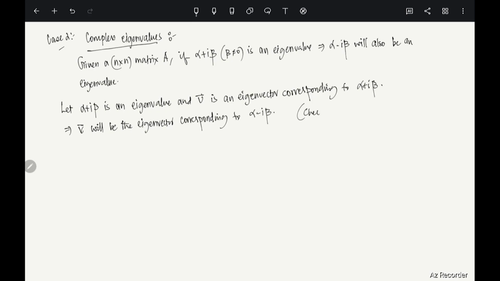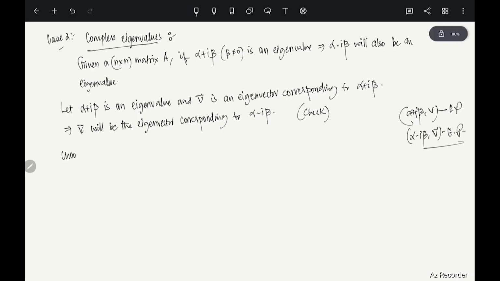So this is just your basic linear algebra. If you do not know this thing, please go and do this part again, right? What I am trying to say is this: if alpha plus I beta with v is an eigenpair, then alpha minus I beta with v bar will also be an eigenpair. So that is always there, we already know this part.